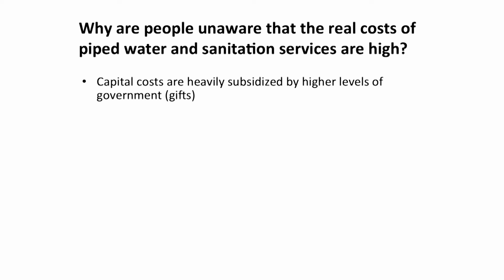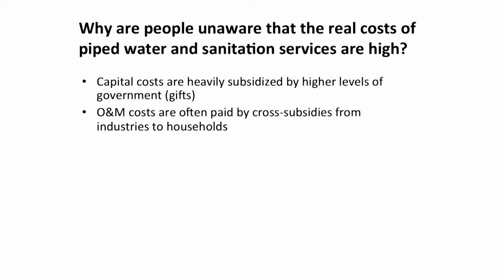First, capital costs are heavily subsidized by higher levels of government. Like the Hopi villages, many communities receive capital grants or gifts from higher-level government, or perhaps a non-governmental organization, to build their water and sanitation systems, and they don't have to repay these grants. This means that, like the Hopis, when their capital assets are fully depreciated, they need to find another grant from somewhere or dramatically raise water tariffs.